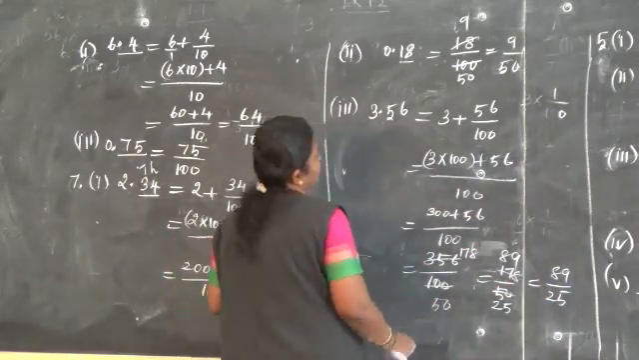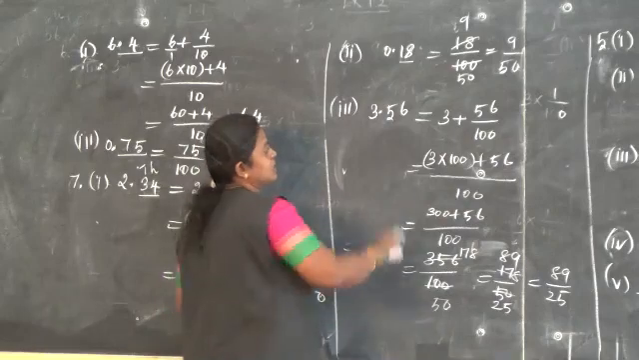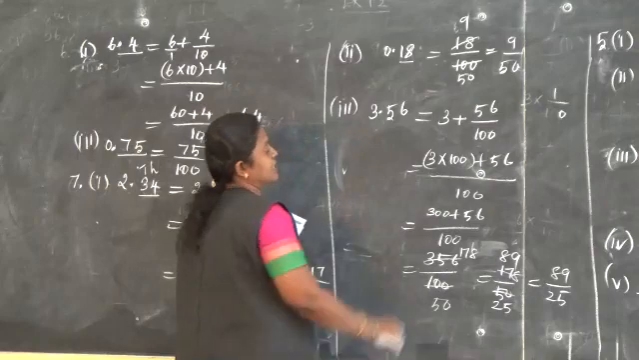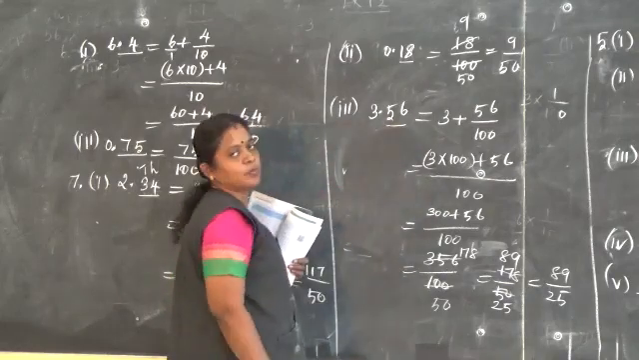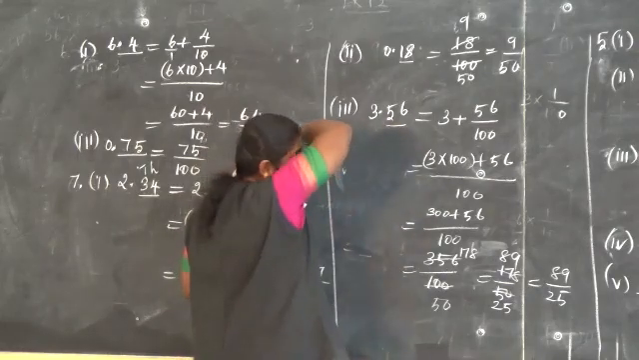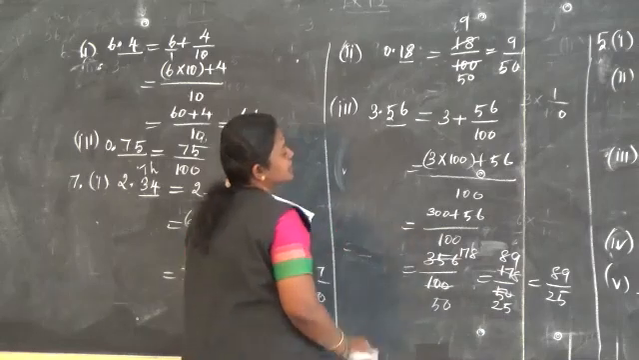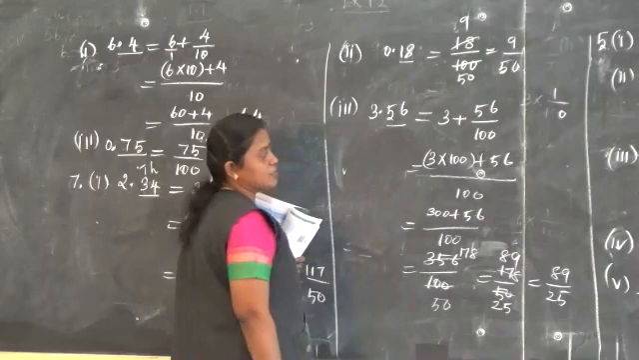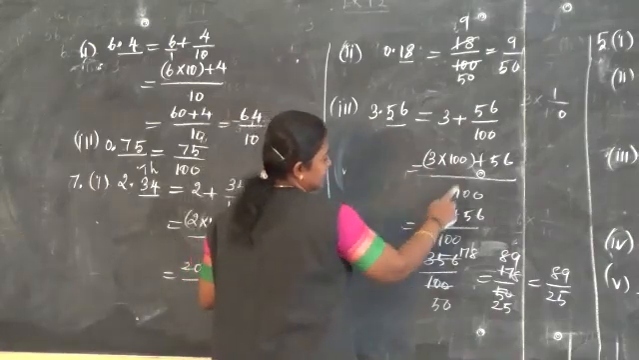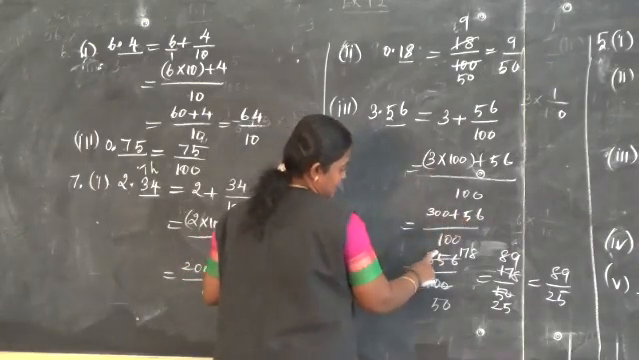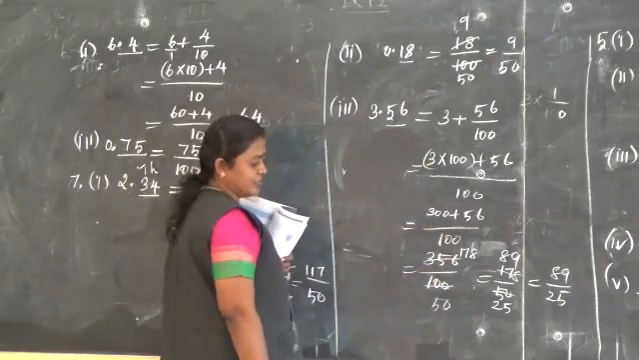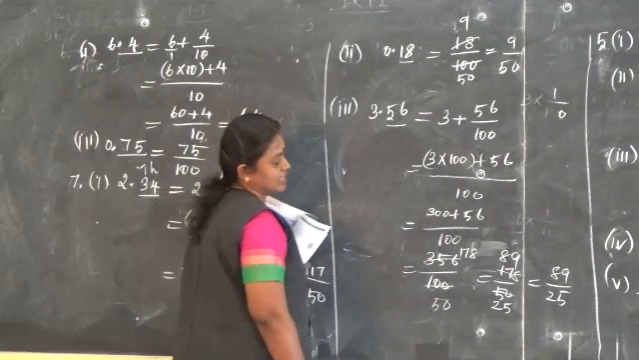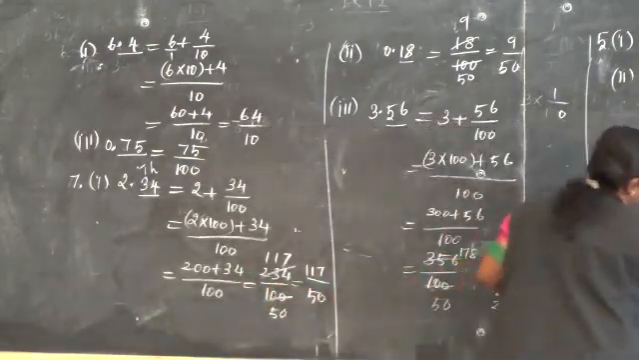89 by 25. Once again I am explaining. Listen. 3.56 we can write as 3 plus 56 by 100, because here 2 decimal places were there. That's why I am writing 56 by 100. Taking LCM, 3 into 100 plus 56 by 100. 3 into 100, 300 plus 56 by 100. If you are adding, 356 by 100. Go for the cancellation method. If you are cancelling, we are getting the answer 89 by 25.